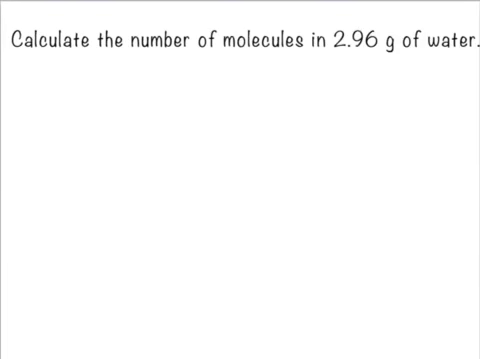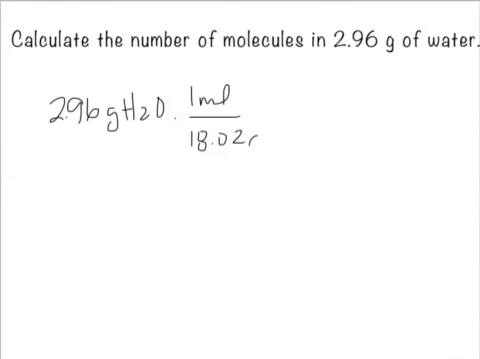To calculate the number of molecules in this amount of water, the first thing you realize is that mass and molecules are not related. But mass and moles are related, and moles and molecules are related. So you must use that intermediate step of the mole. 2.96 grams of water. How many moles is that? I know that 1 mole of water weighs 18.02 grams.